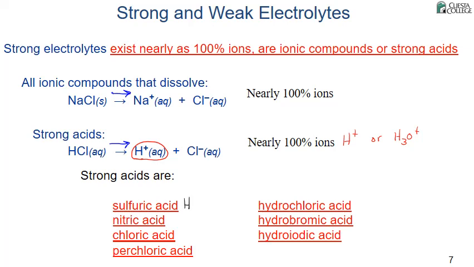Sulfuric acid is the acid of sulfate, so that's H2SO4. Nitric acid is the acid of nitrate, so that's HNO3. Chloric acid is the acid of chlorate, so that's HClO3. Perchloric acid is the acid of perchlorate, that is HClO4. And then the hydrochloric, hydrobromic, and hydroiodic acids are all acids of the anions chloride, bromide, and iodide.